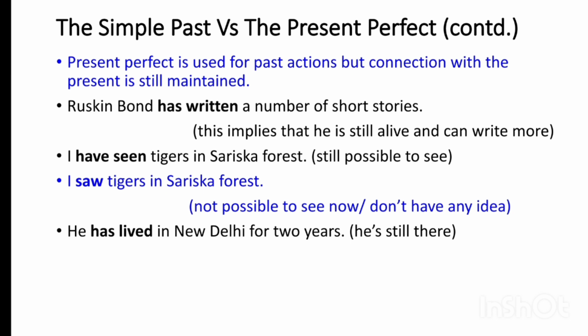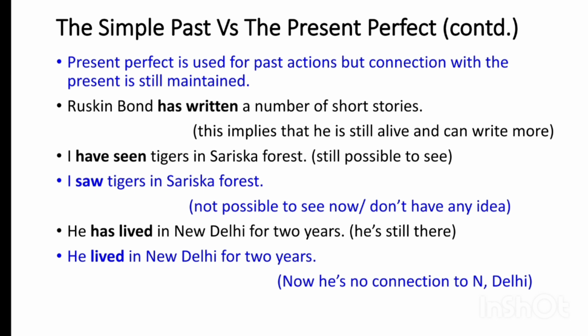Now look at this example. This example is really very much interesting. He has lived in New Delhi for 2 years. It means he is still there. He is still living in New Delhi. He has been living in New Delhi. He lived in New Delhi for 2 years. It means now he has no connection at all to New Delhi. न्यू दिल्ली में रहा था कुछ दिनों के लिए, लेकिन अब न्यू दिल्ली के साथ उसका कोई कनेक्शन नहीं.